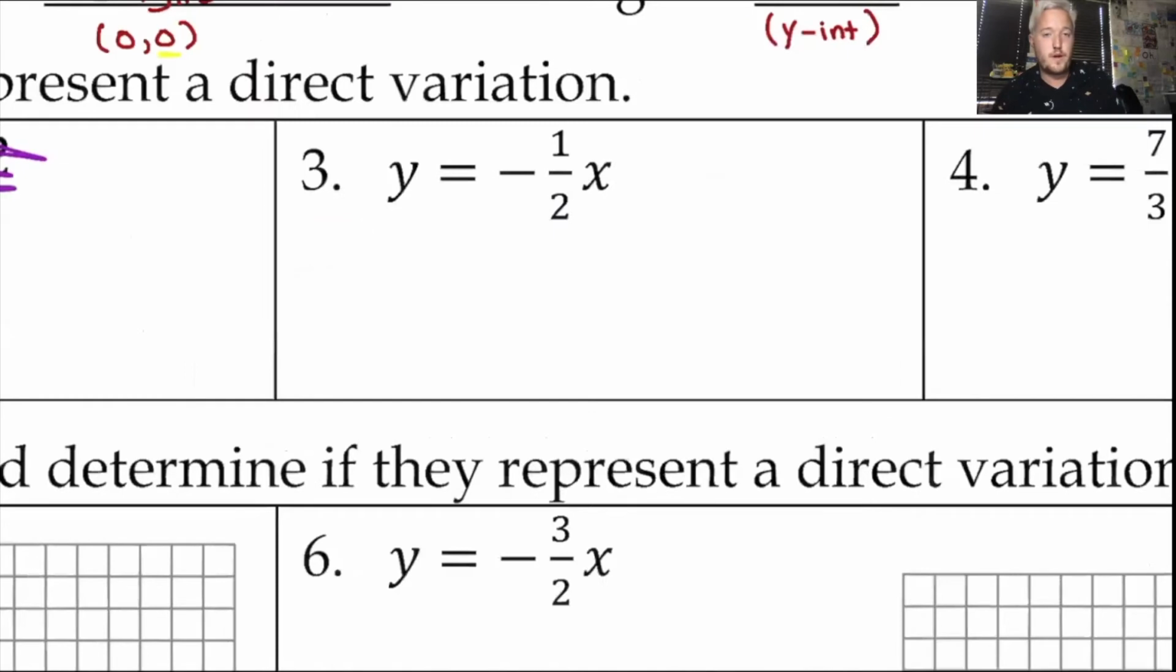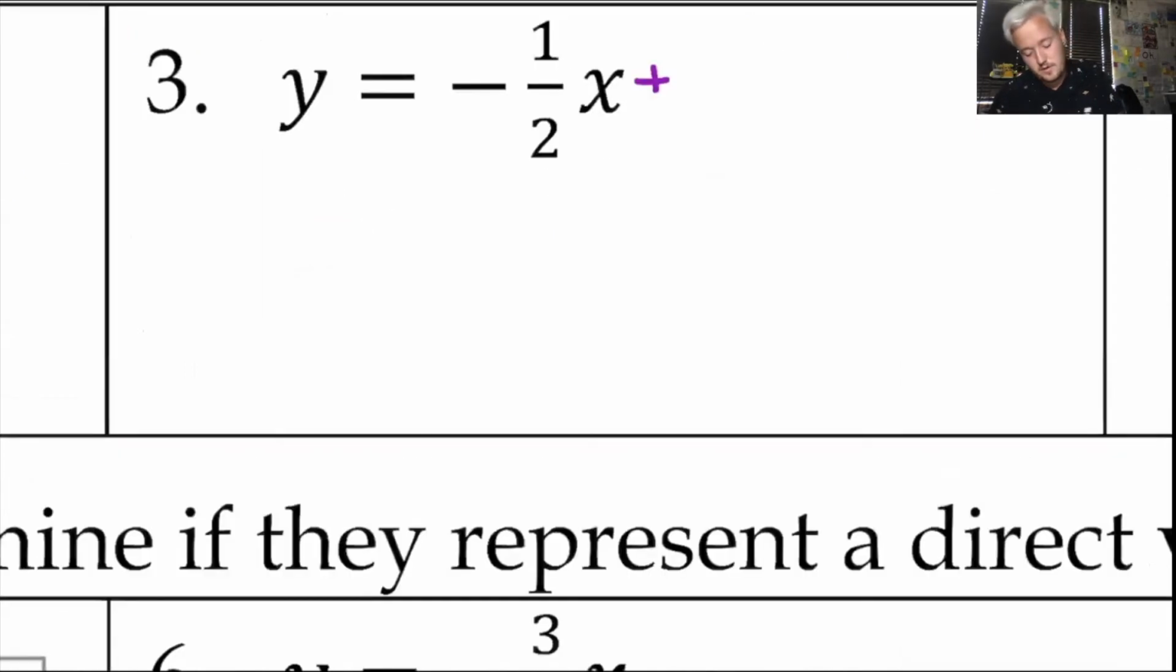Number 3, we have y equals -1/2 x. It's plus 0, which is what we want. So this is a direct variation.